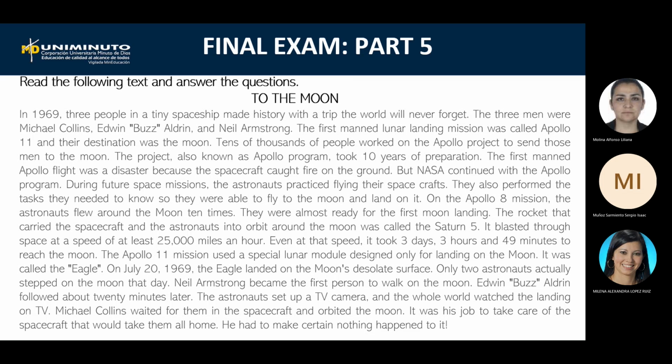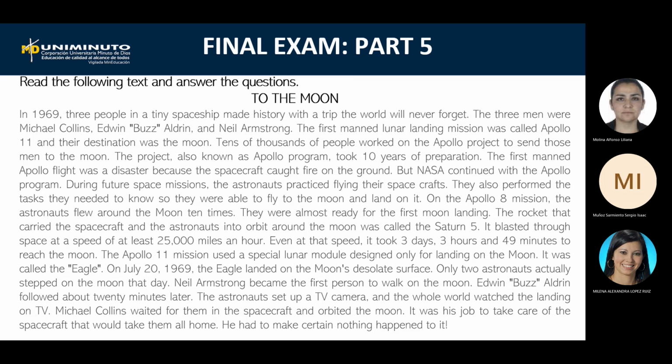During future space missions, the astronauts practiced flying their spacecraft. They also performed the tasks they needed to know so they were able to fly to the moon and land on it. On the Apollo 8 mission, the astronauts flew around the moon 10 times. They were almost ready for the first moon landing. The rocket that carried the spacecraft and the astronauts into orbit around the moon was called the Saturn V.